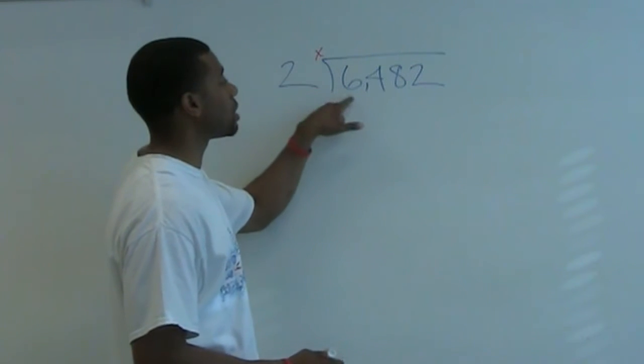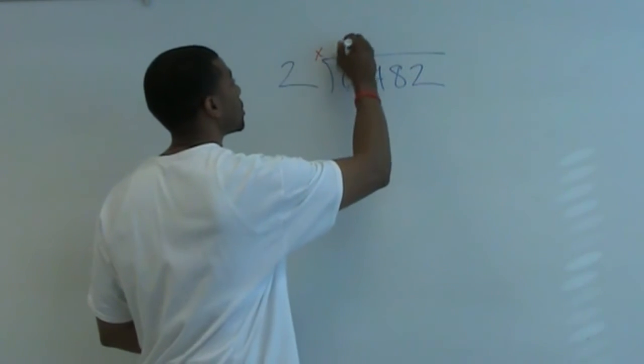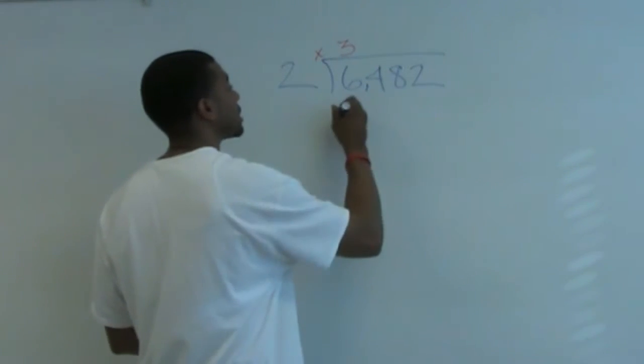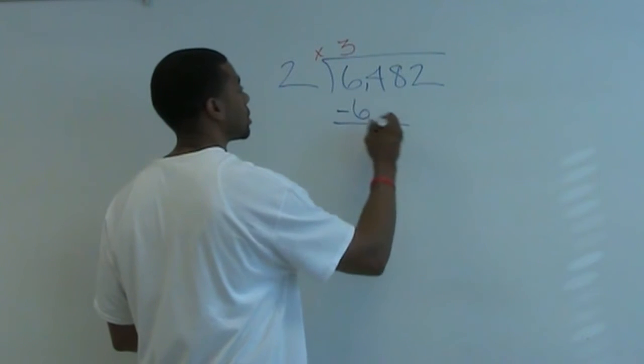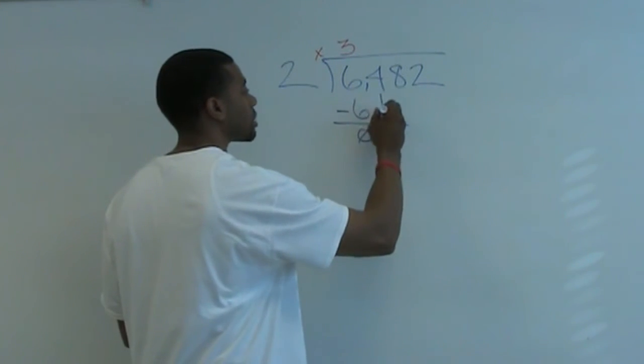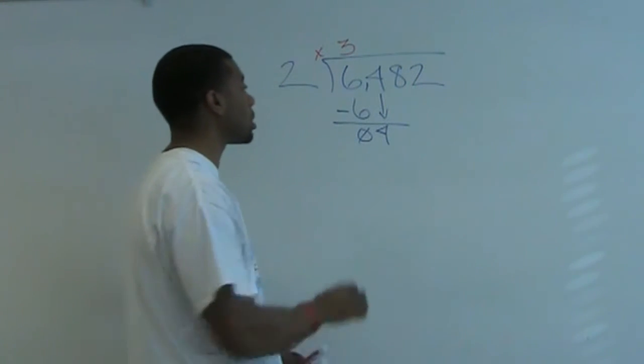2 times what number would give us 6? So 2 times 3 will give me 6. 2 times 3 is 6, so we will subtract the 6. 6 minus 6 is 0. But now we're going to just bring this 4 down and start back at step 1.